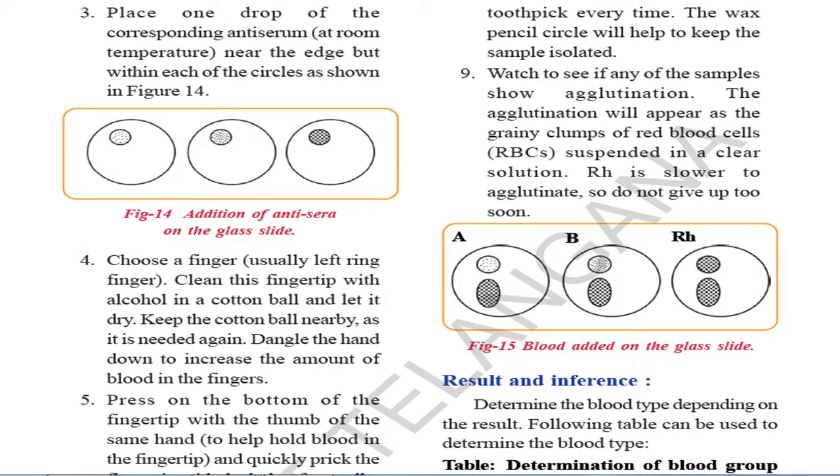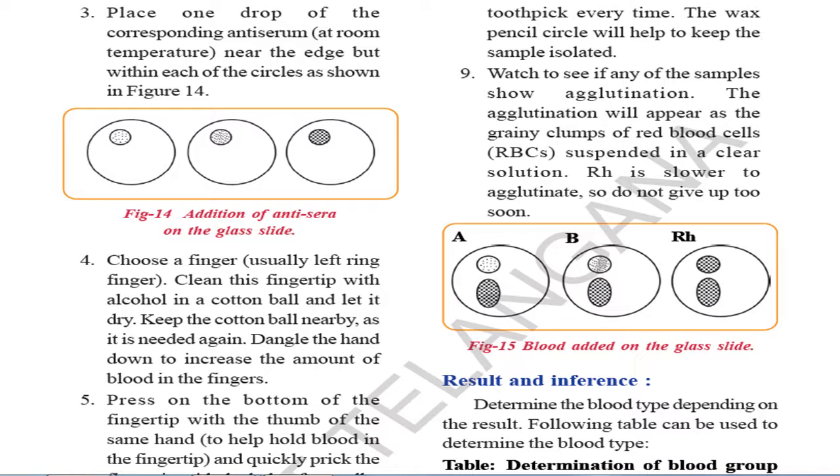Put 1 drop of anti-serum at room temperature near the edge, but within each of the circles as shown in figure 14. Choose a finger, usually left ring finger. Clean this fingertip with alcohol, like in a cotton ball, and let it dry. Keep the cotton ball nearby as it is needed again. Dangle the hand down to increase the amount of blood in the fingers. Press on the button of the fingertip.